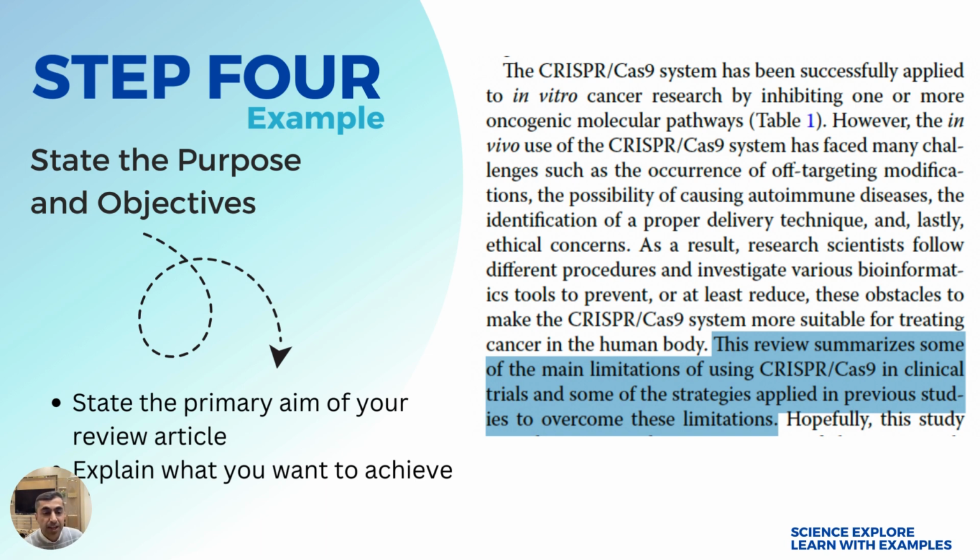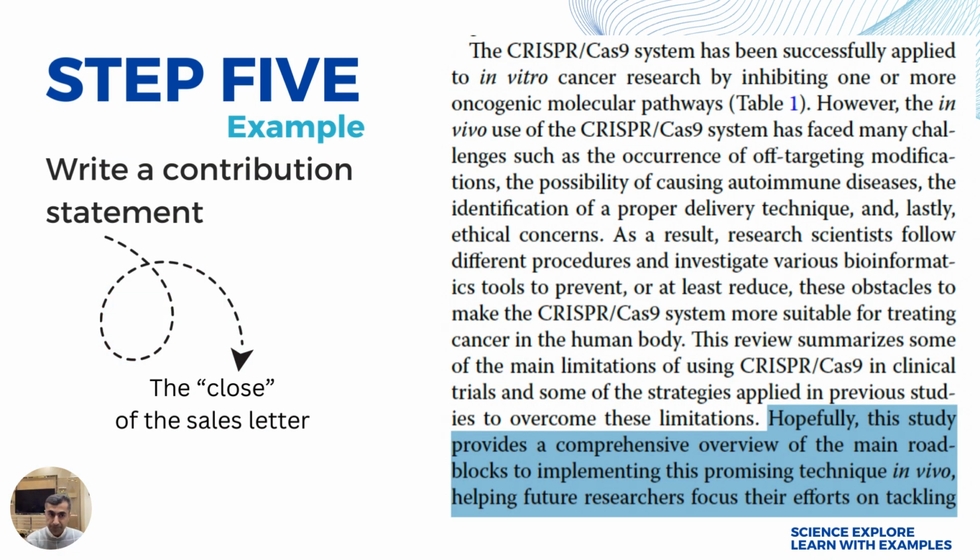So state the primary aim of your review article. Explain what you want to achieve in this study. This is important. And finally, write down the importance of your work, in practical or we can say theoretical impacts. Explain. But remember, the contribution statement should be clear, specific, and also tailored to your unique study or unique research. So you should make it absolutely clear why your research is important and how it advances the current state of knowledge in this area. This is important.